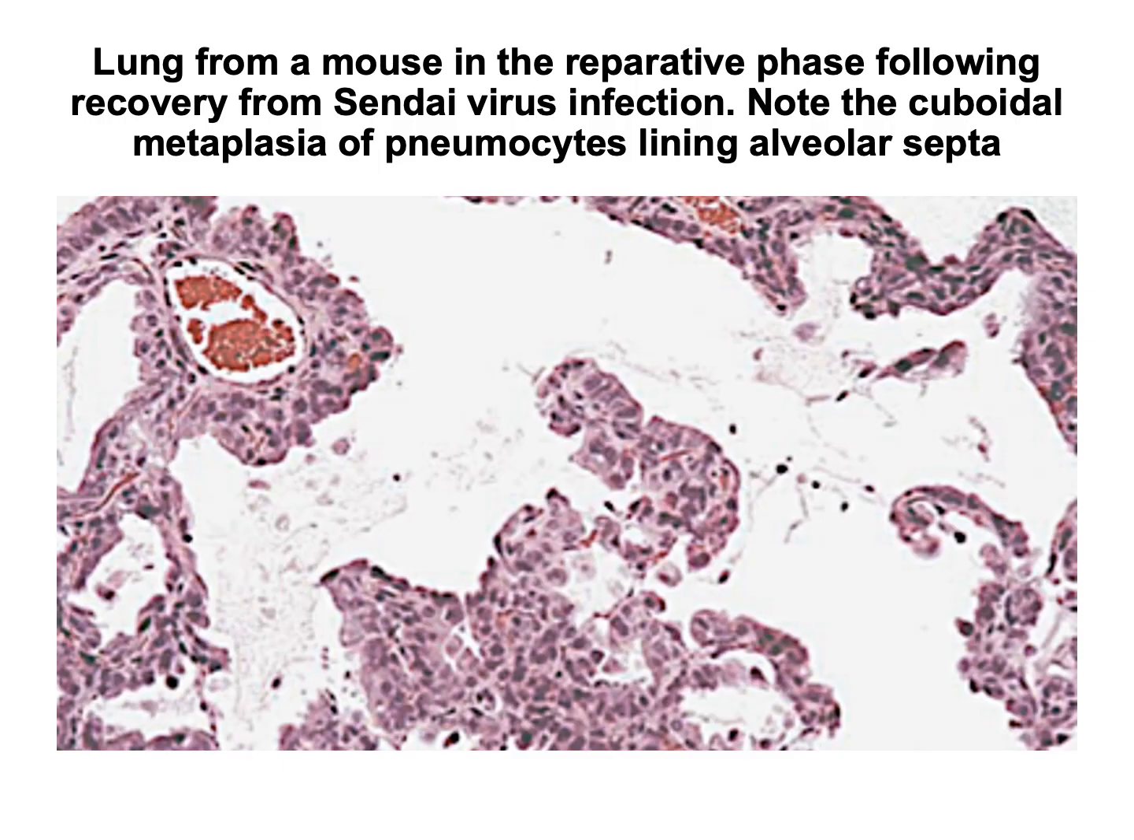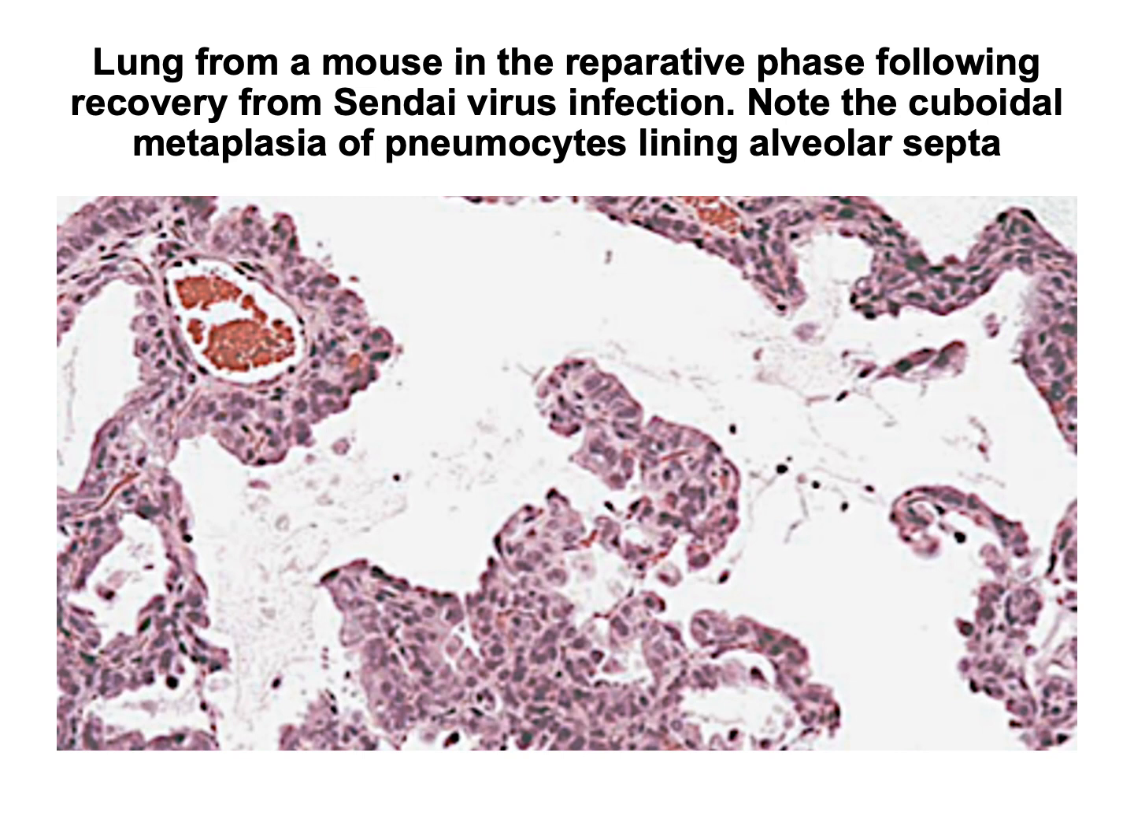Here you can see the reparative phase of the Sendai disease, lung from a mouse in a reparative phase following recovery from Sendai virus infection. Note the cuboidal metaplasia of pneumocytes lining alveolar septa. So you can see everywhere strong adjacent cells.